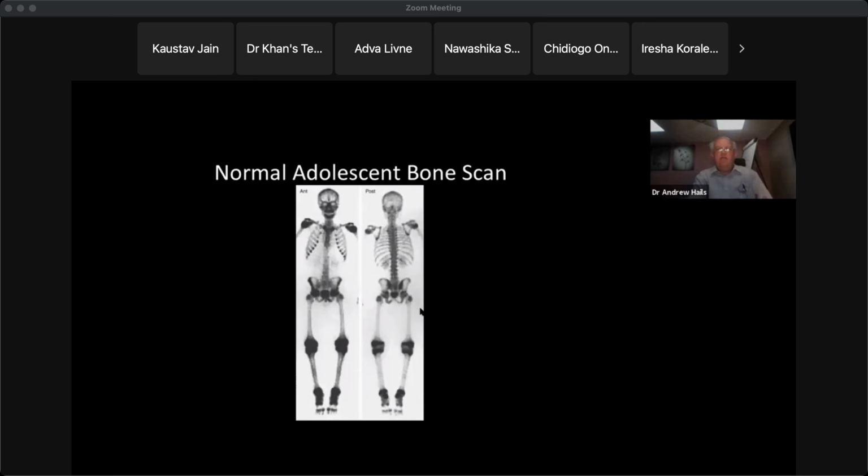Now, this is also a normal bone scan, and as you can see, it's a child's bone scan, so you have all the epiphyseal activity. And that is, again, normal. And also in a child, you get increased activity at the anterior ends of the ribs.